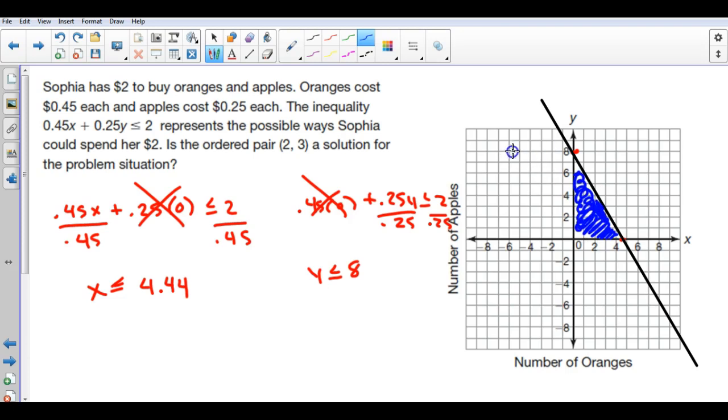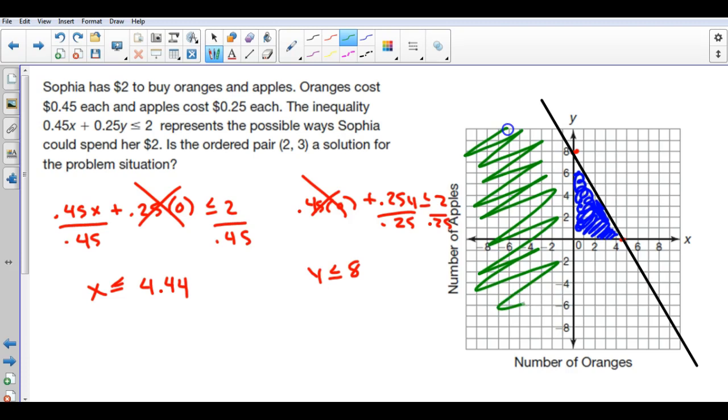Now, notice that realistically, I would want to shade this whole area underneath the line. But I want you to imagine right now, why do you think I did not shade that to begin with? If you really want to be correct, you would have to shade what I have for green and blue. But if you think about it, any point in these three quadrants is going to represent a negative number of apples or oranges. And we can't have -2 oranges. So that's why I only shaded the information in the first quadrant in blue.